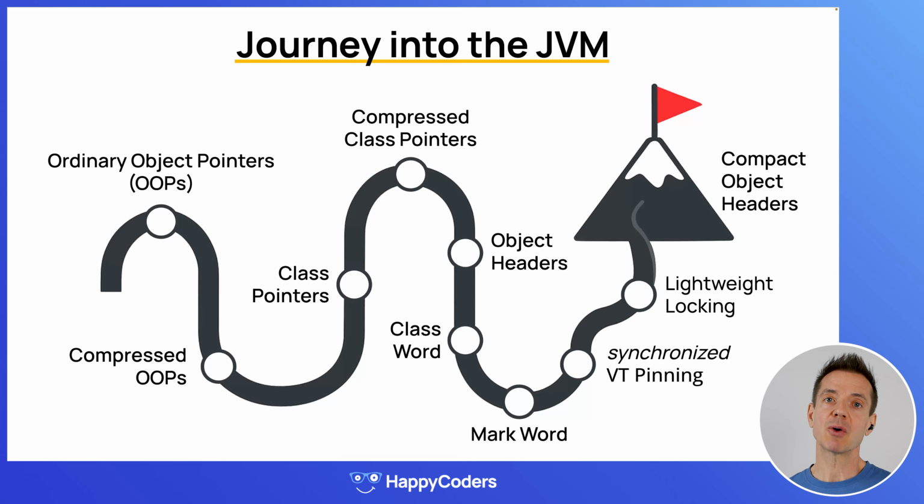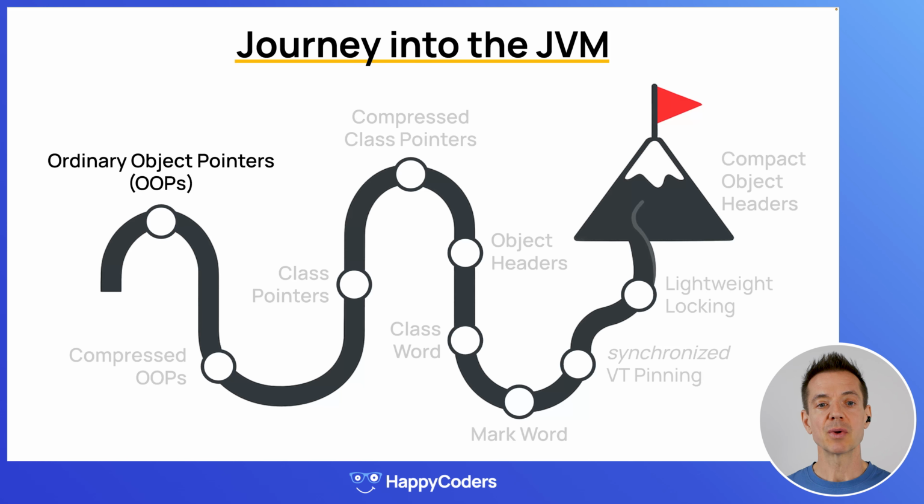And there you'll see how the Project Lilliput team managed to compress the object header from its current 128 or 96 bits down to 64 bits, and how it is planned to be further reduced in the future to just 32 bits, a fraction of its current size. We begin the journey with the ordinary object pointers.